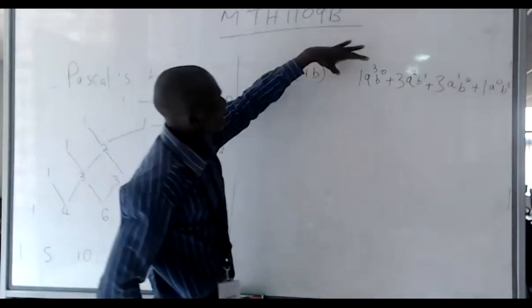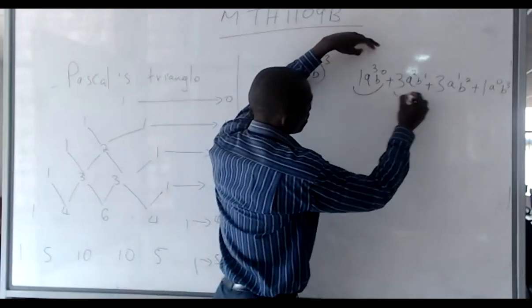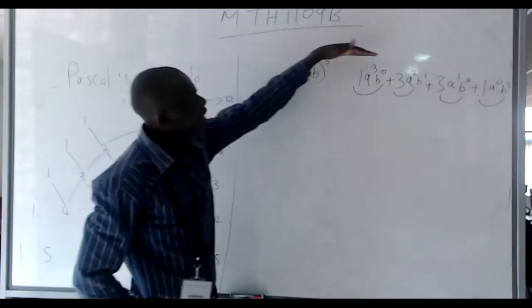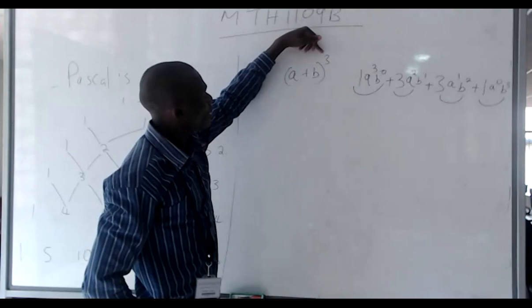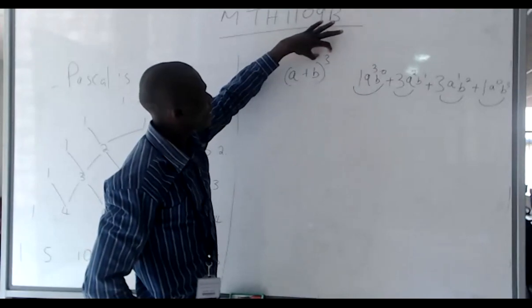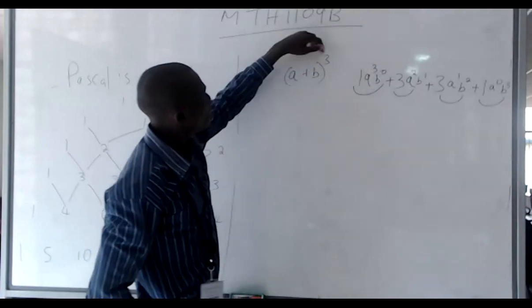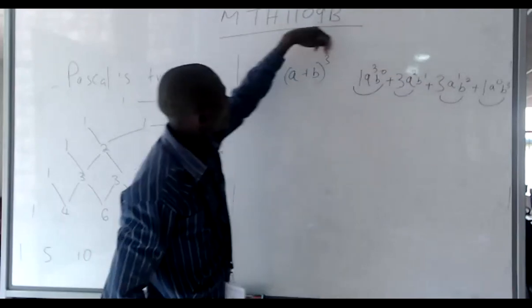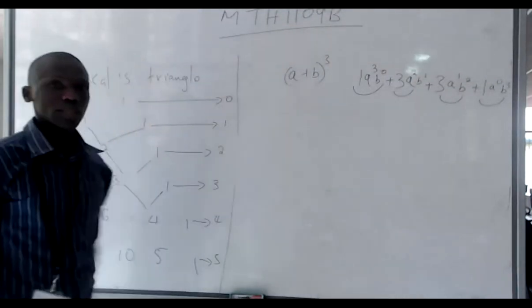Notice that in each and every term, if you add the exponents, you always get n, which in this case is 3. So in the first term, 3 plus 0 is 3, 2 plus 1 is 3, 1 plus 2 is 3, and 0 plus 3 is also 3.